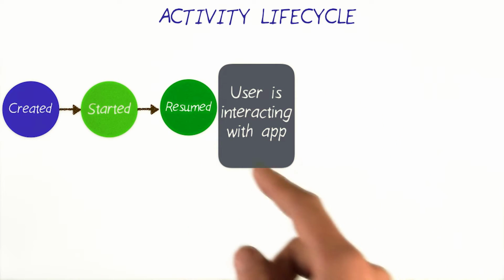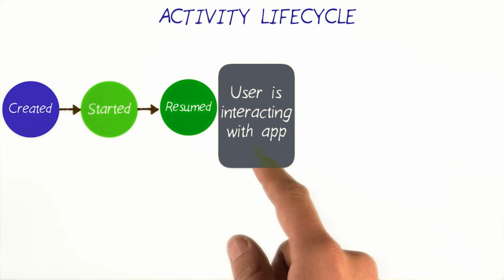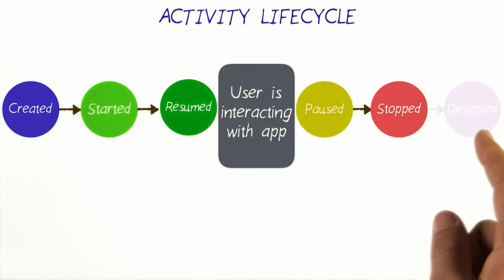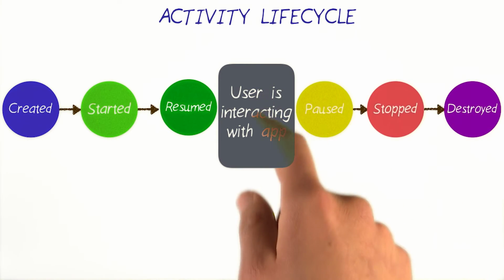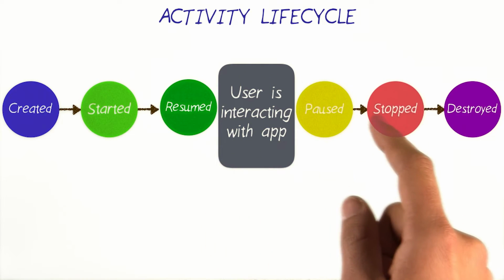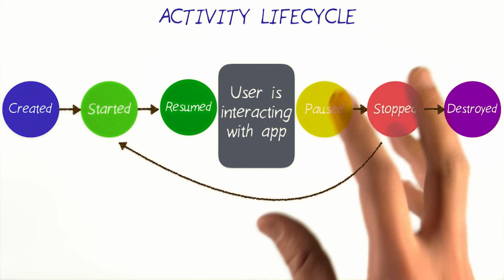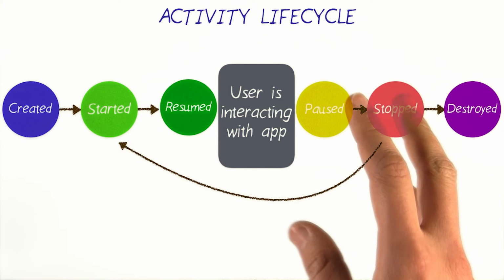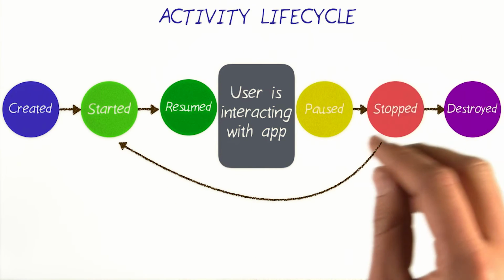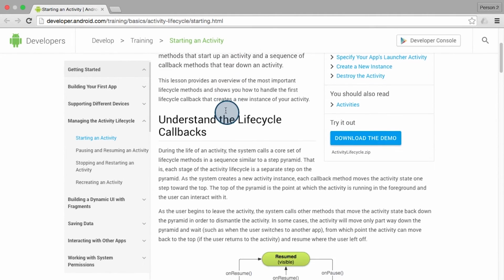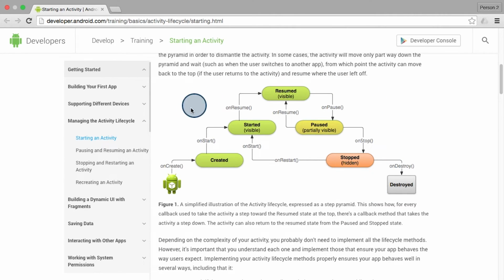So as soon as the user moves to a different activity or a different app, then this activity moves into a pause state, and then into a stop state, and if it is closed out, then it becomes destroyed. So if the user comes back to this activity, then it gets restarted, and we move back into the started state. And now the user can interact with it once again. So here I've shown you a simplified activity lifecycle diagram so that you could first grasp a high-level overview of what's happening. So in the official Android documentation, in the starting an activity section, we have a full activity lifecycle diagram here. This diagram is a little bit more complex than the one I showed you earlier, but the main idea is the same.